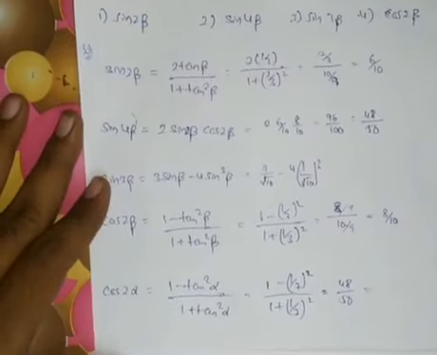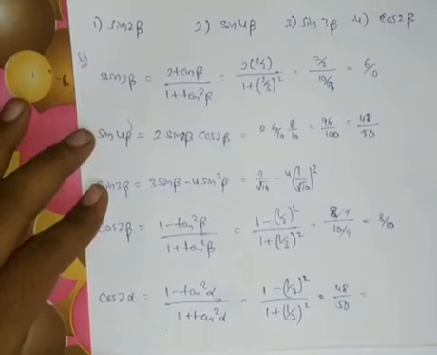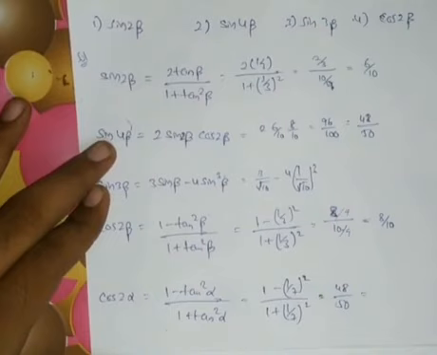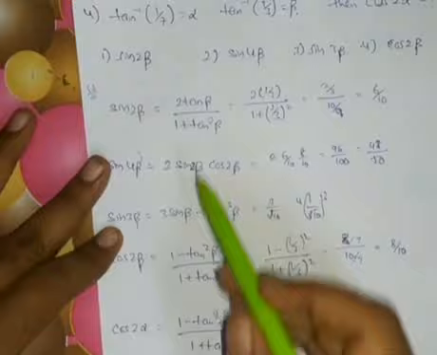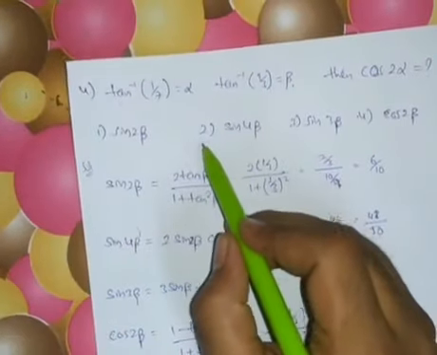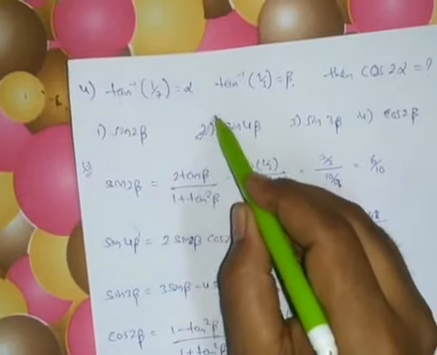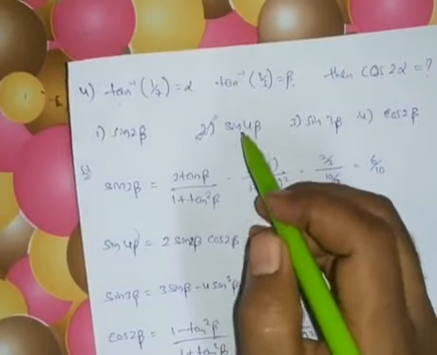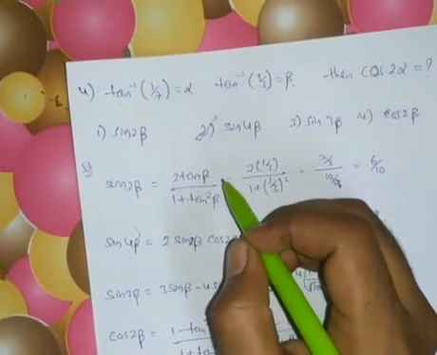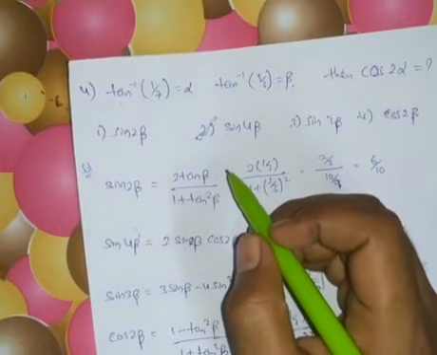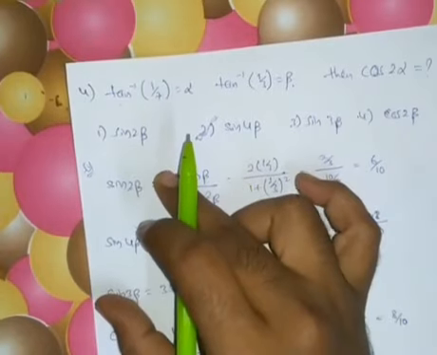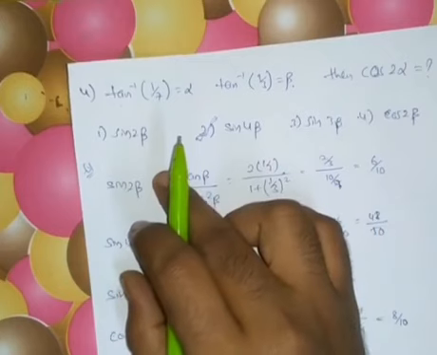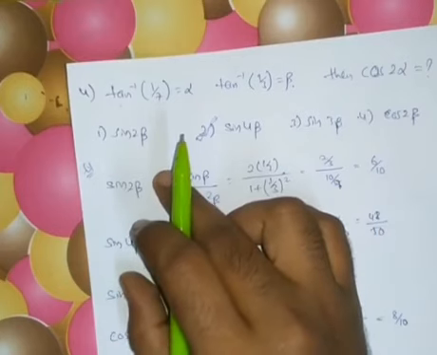Cos 2 alpha value is 48 by 50, which matches our second option, sin 4 beta, whose value is 48 by 50. So the correct option is the second option, that is sin 4 beta. In this way we approached this question by checking the values of the options and the question. So in this way we find the solution of this question. Okay students, thank you.